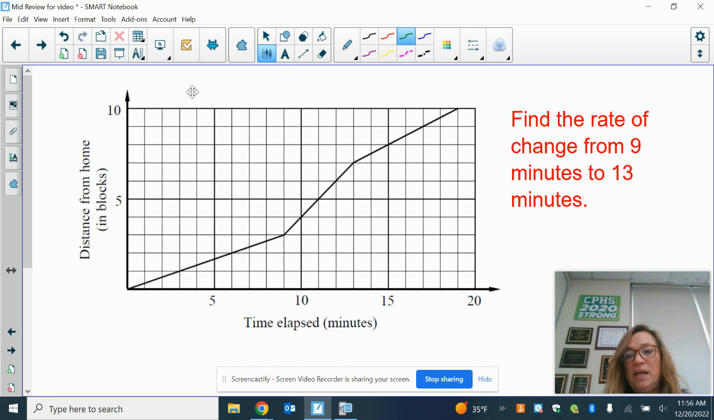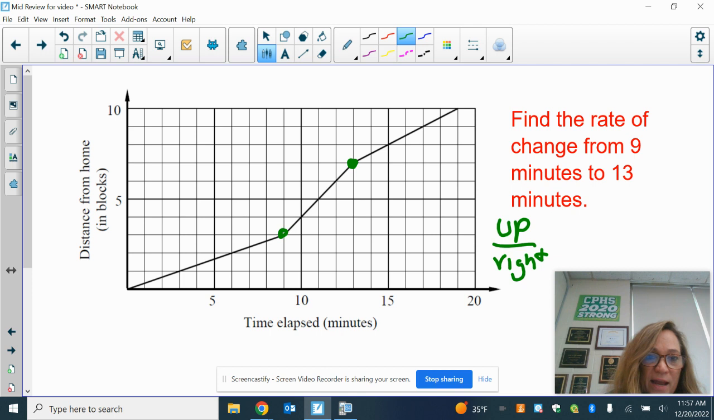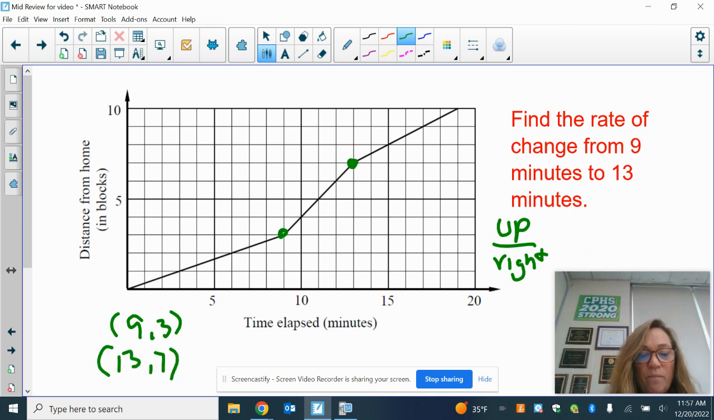Okay, find the rate of change from 9 minutes, which is here, to 13 minutes, which is here. Rate of change is really just slope. So you could count up and to the right, or you can find points. So the point at the 9 would be 9 comma 3, and the point at the 13 is 13 comma 7. So my change in y went from 3 to 7, so that's up 4. My change in x went from 9 to 13, so that's also up 4. So 4 over 4, which reduces to 1.